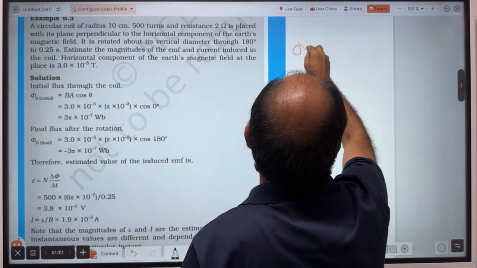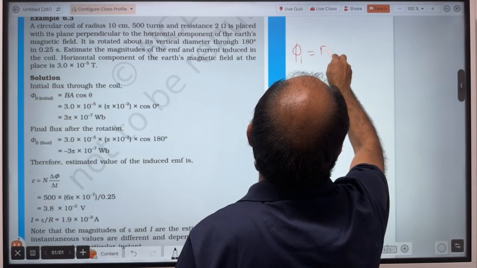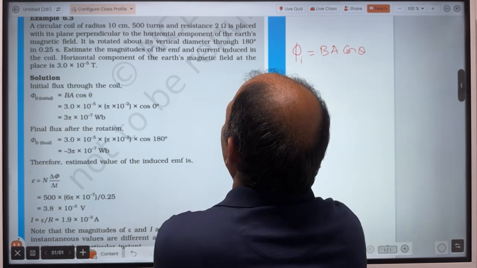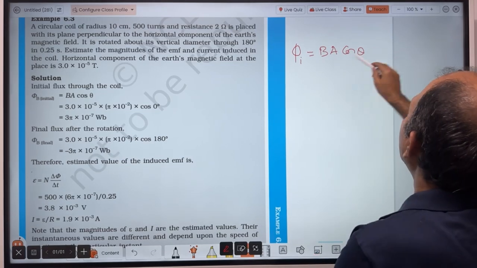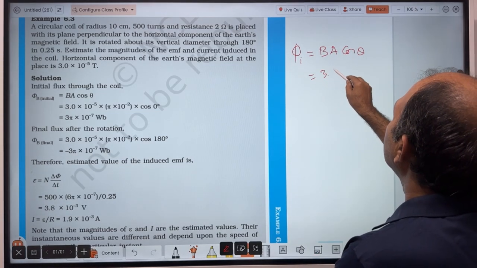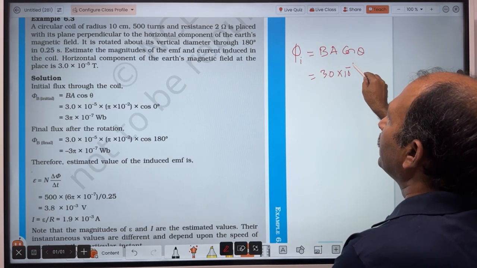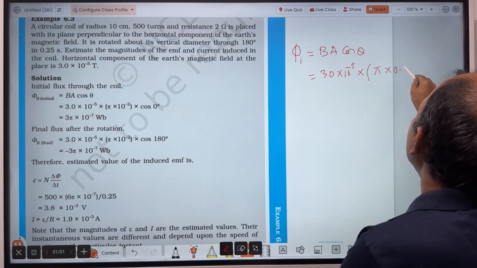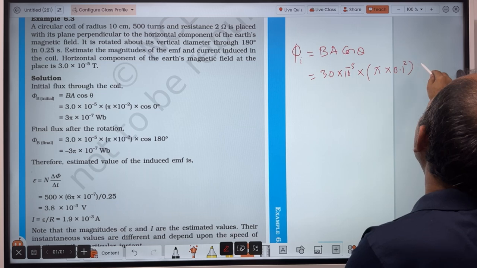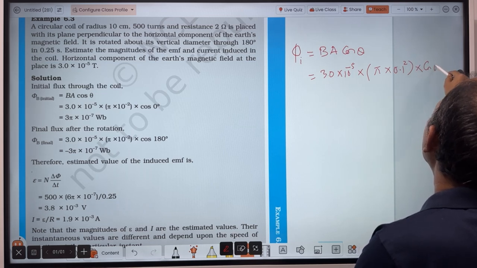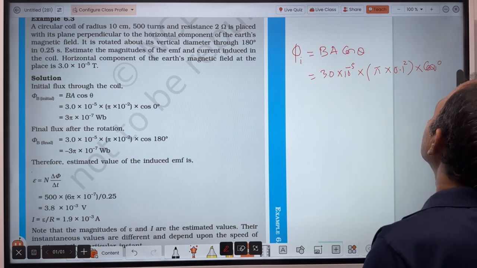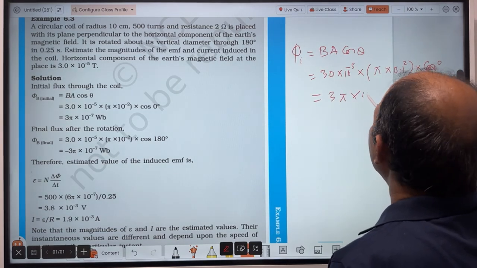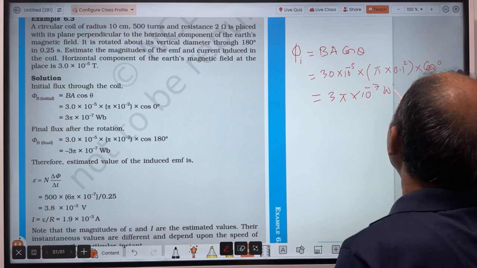So phi initial is BA cos theta. Here theta will be 0 degree. So we can put the values. B is given as 3.0 into 10 to the power minus 5, and the area will be pi r square, pi into 0.1 square, and then cos theta, cos 0 degree. Cos 0 is 1. So it will come out to be 3 pi into 10 to the power minus 7 Weber.